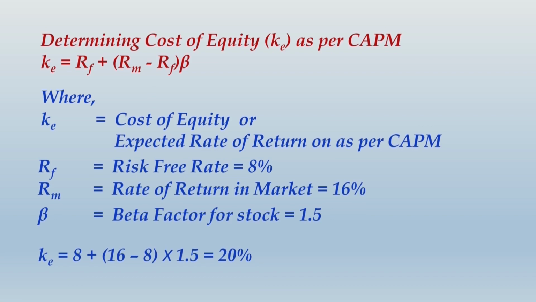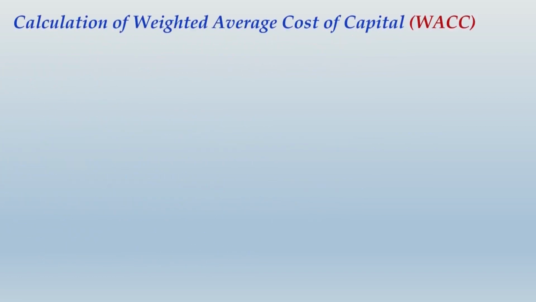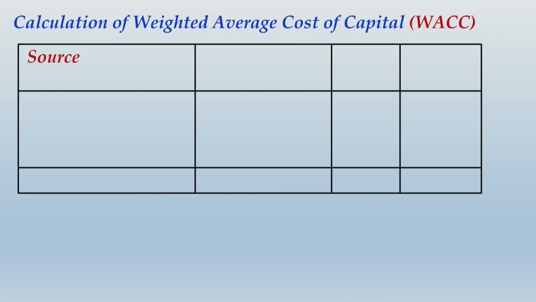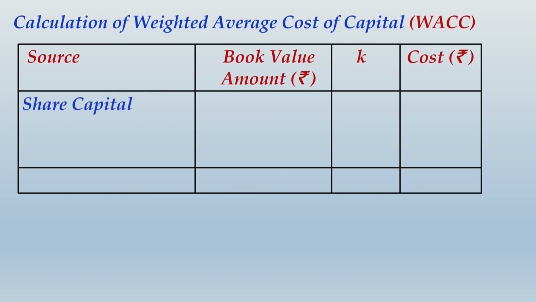So now you have to just compute the weighted average cost of capital. And do you know how to compute the weighted average cost of capital? Just a simple way: you make a table where you start with share capital, reserves and debentures as the three sources of your capital. Write down the amount of each of these.